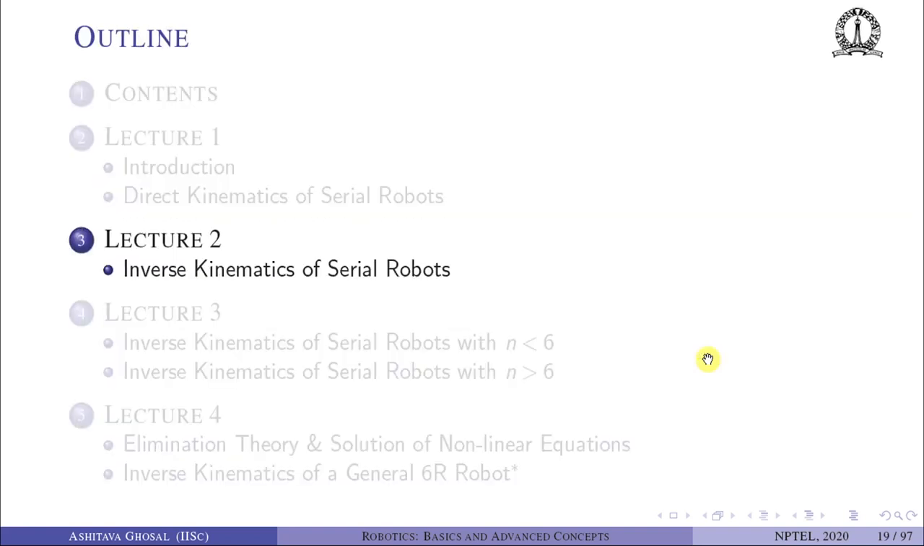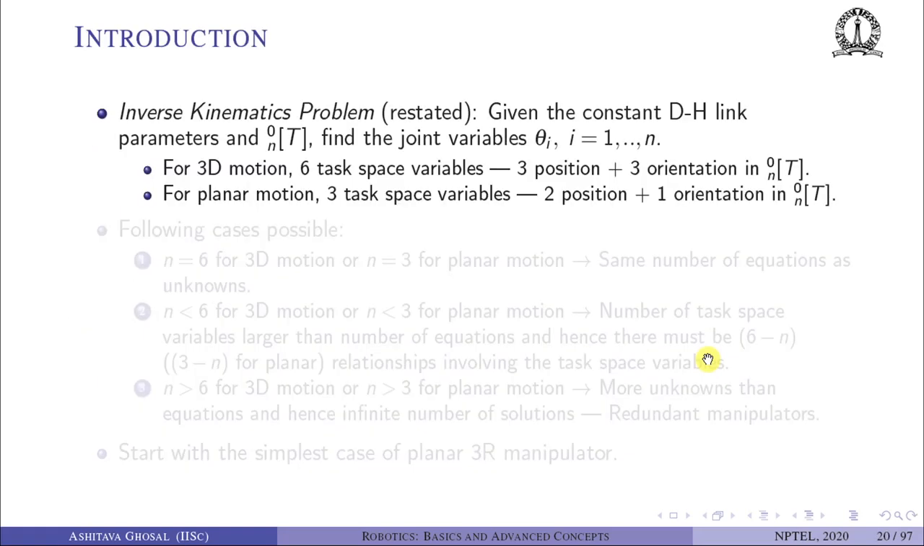In this lecture, we'll look at the inverse kinematics of a serial robot. So what is the inverse kinematics problem? To restate it once more, given the constant DH link parameters and the position and orientation of the last link or the end effector, 0Tn, find the joint variables theta i, i equals 1 through n. So what are the constant DH link parameters? Just to recapitulate, we have a twist angle, we have a link length, and either a link offset or a link rotation, depending on what kind of joint it is.